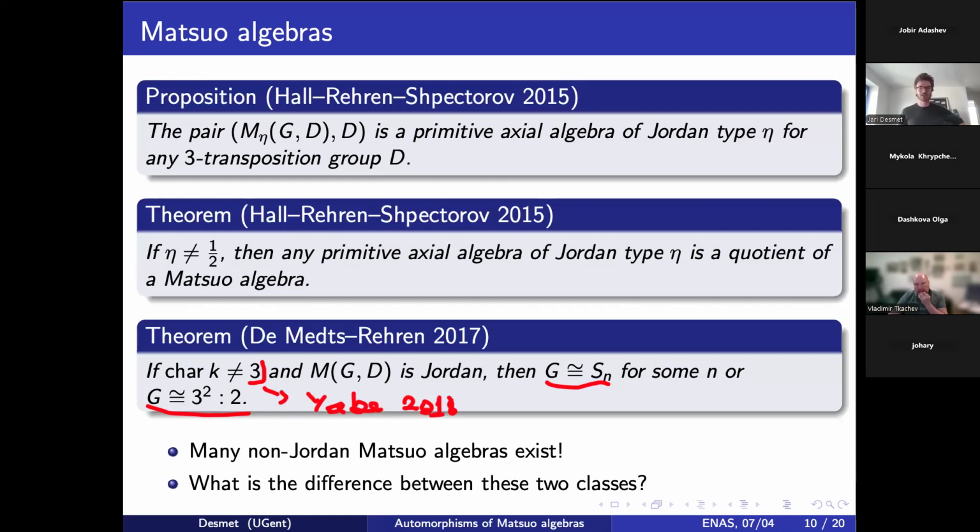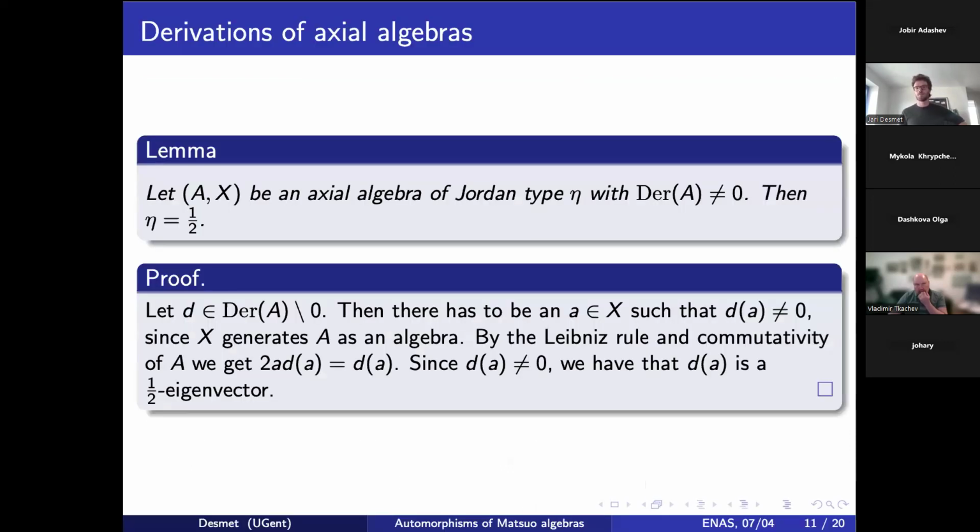But maybe first a small interlude on why 1/2 is kind of special. Suppose we have an axial algebra of Jordan type eta, and we have non-zero derivations in this algebra. In characteristic 0, if the derivation algebra is non-zero, this means you have a positive dimensional automorphism group. So that's why I say automorphism groups, but to me they're kind of synonymous. But then you necessarily need to have that the parameter eta is equal to 1/2.